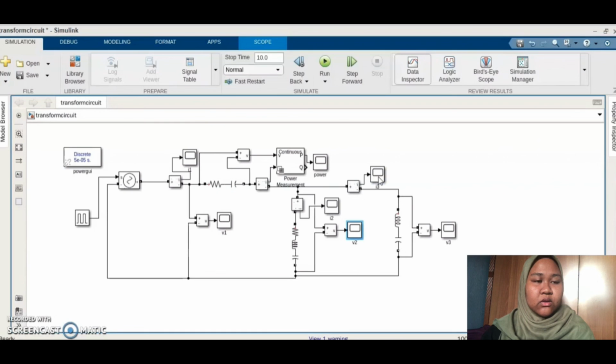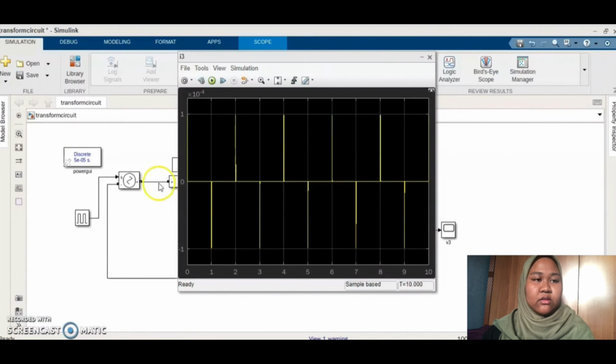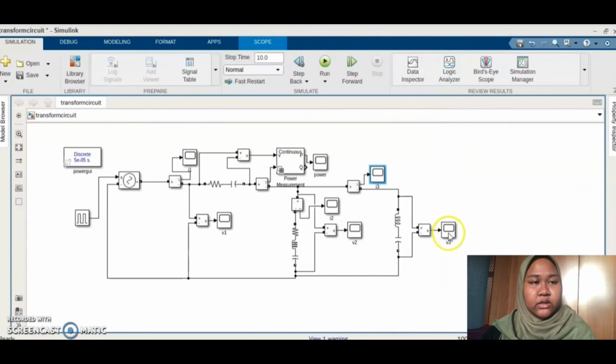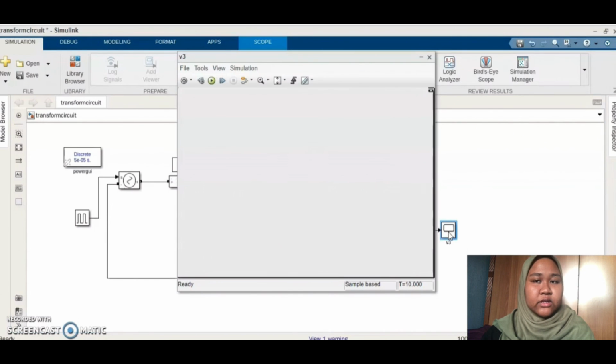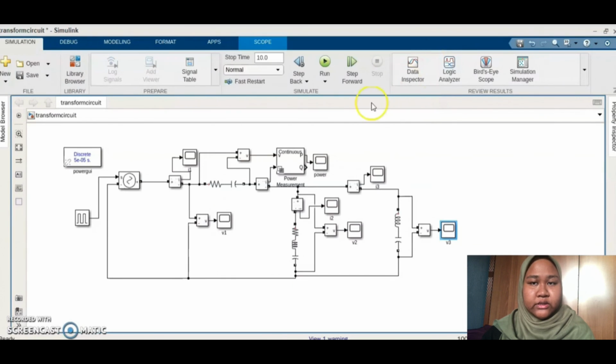Next, we look at I3. For I3, this is the waveform obtained, and the value is quite different from the manual calculation. And next is V3. For V3, this is the waveform obtained. The value is almost the same as the manual calculation.